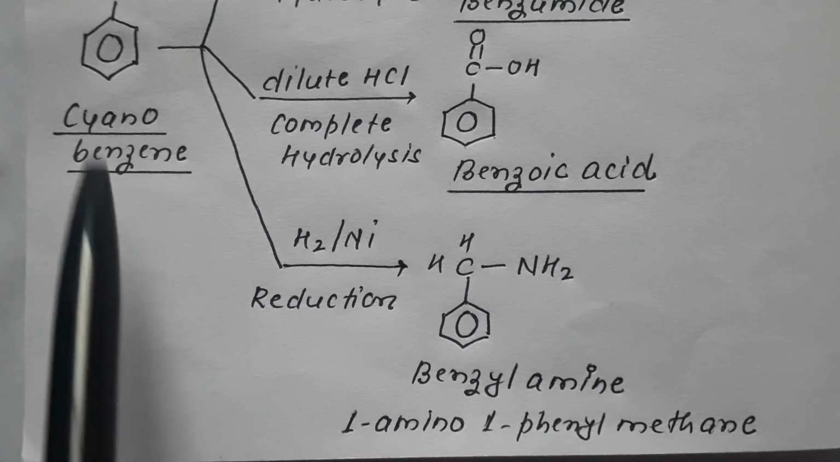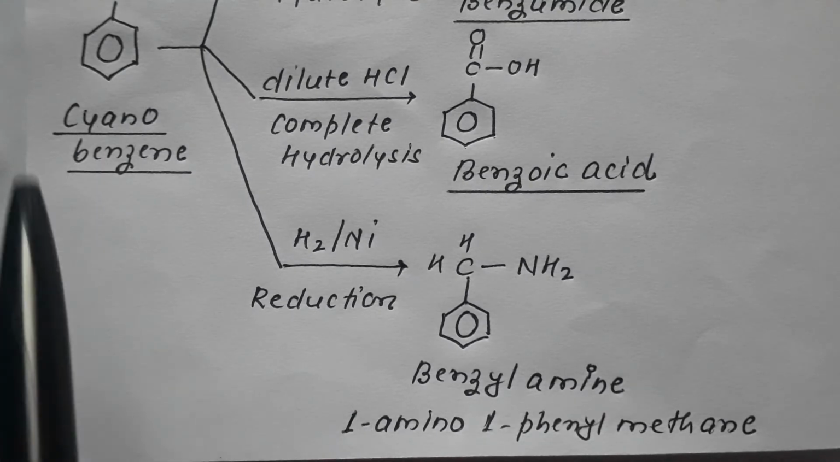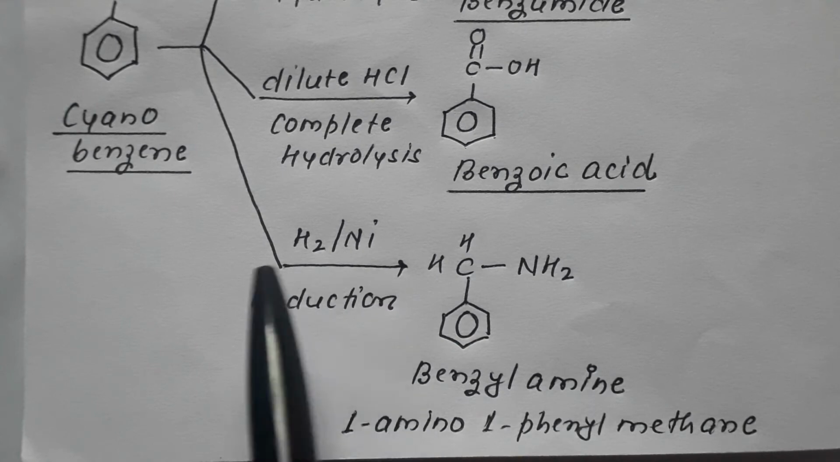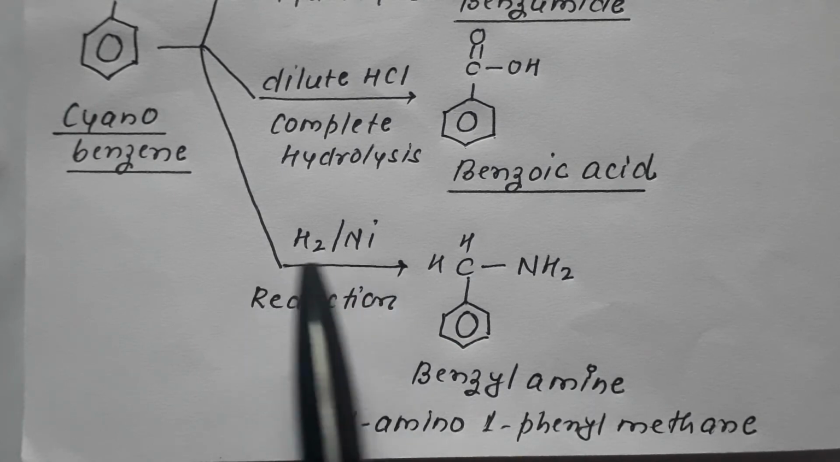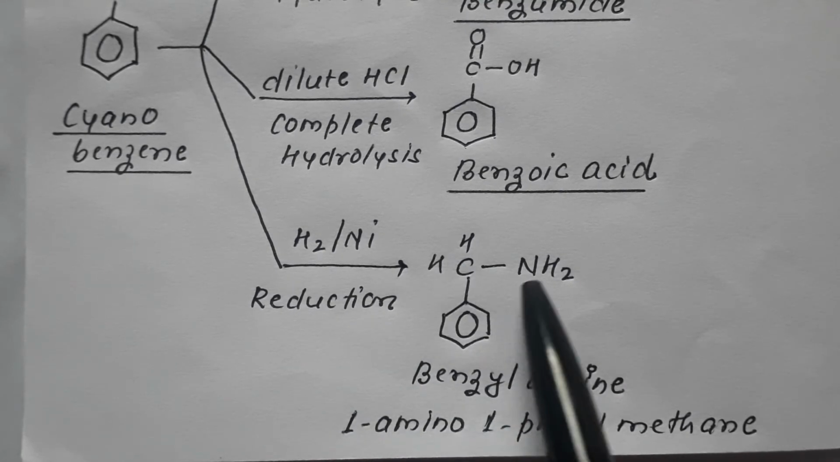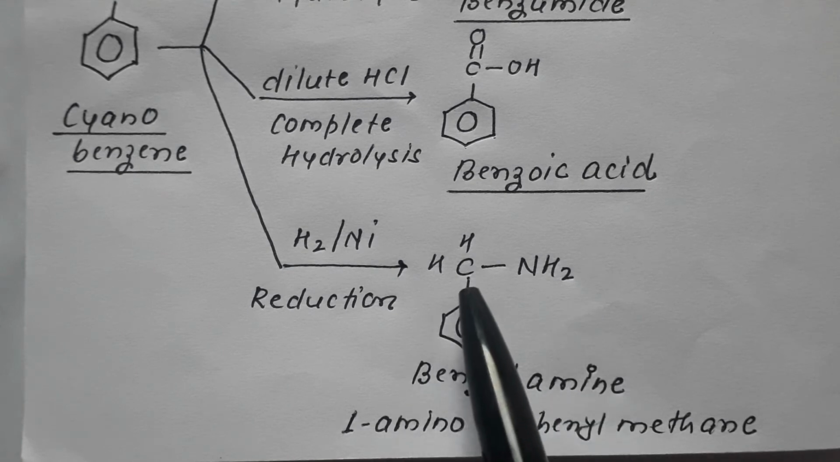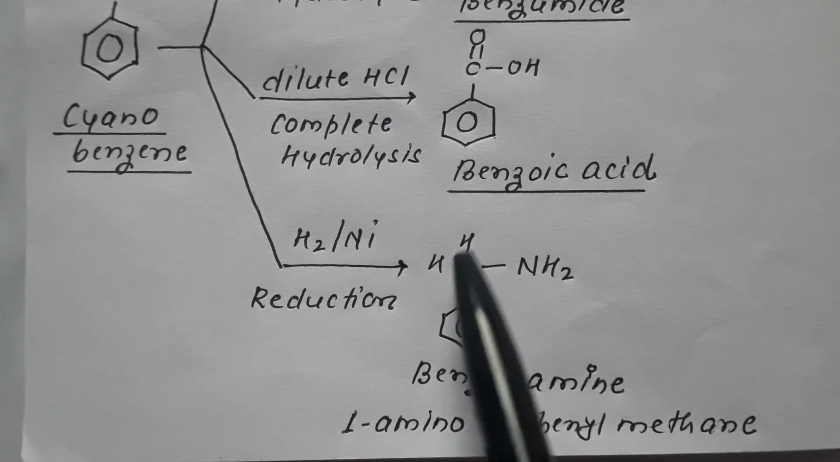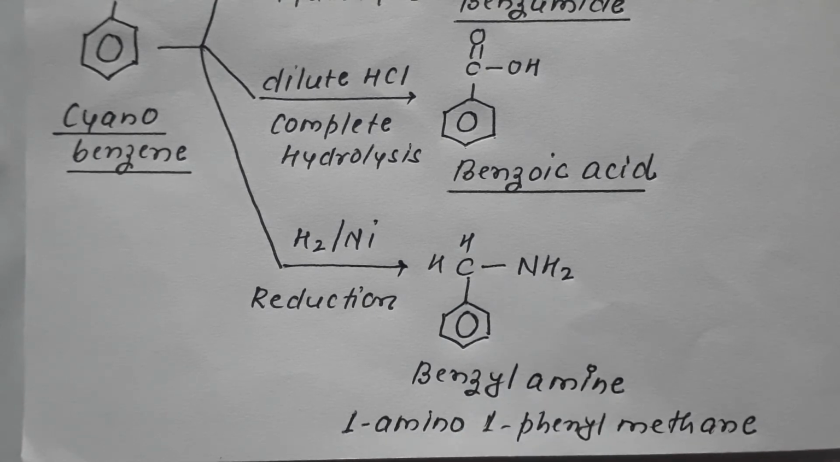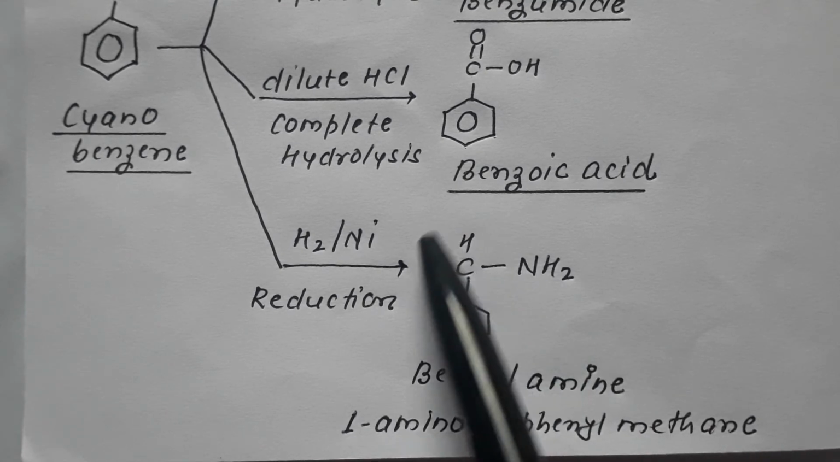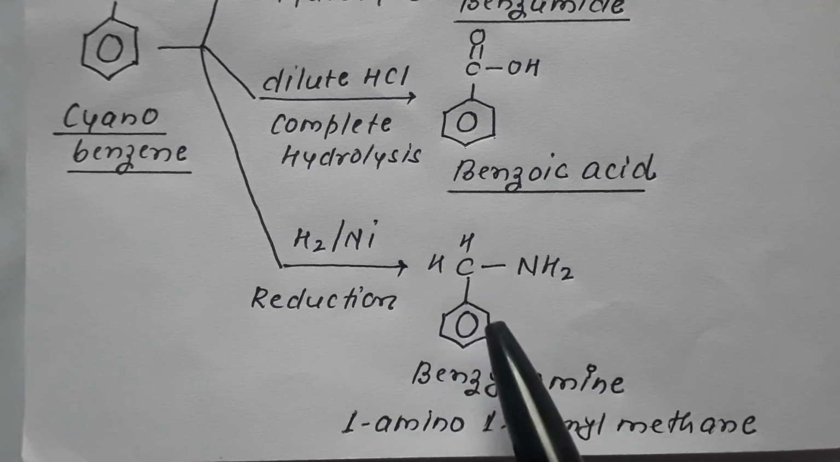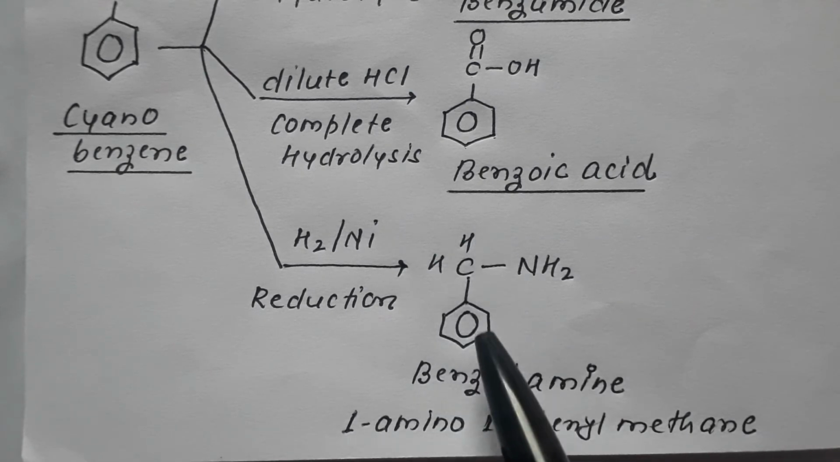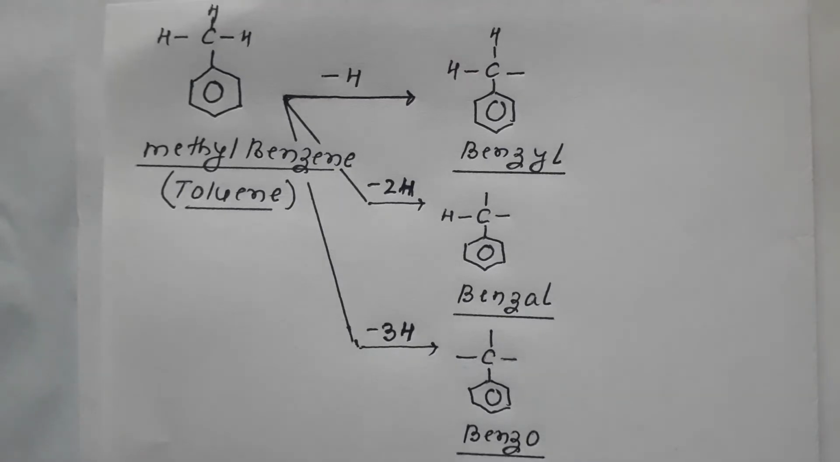At the same time, if cyanobenzene is subjected to reduction, that is, if cyanobenzene is made to react with hydrogen in presence of nickel, 2 hydrogens combine with carbon and 2 hydrogens combine with nitrogen. It was a benzene ring with CN, and after 2H combines to carbon and 2H to nitrogen, it results in formation of benzene ring with CH2. Remember, benzene ring with CH2 is termed as benzyl. Just look for the reference.